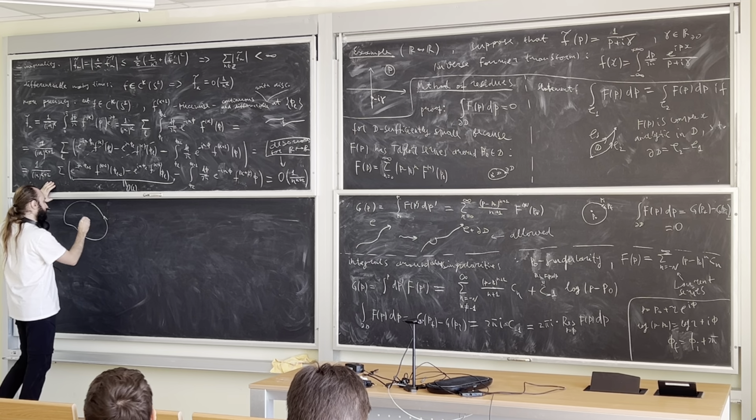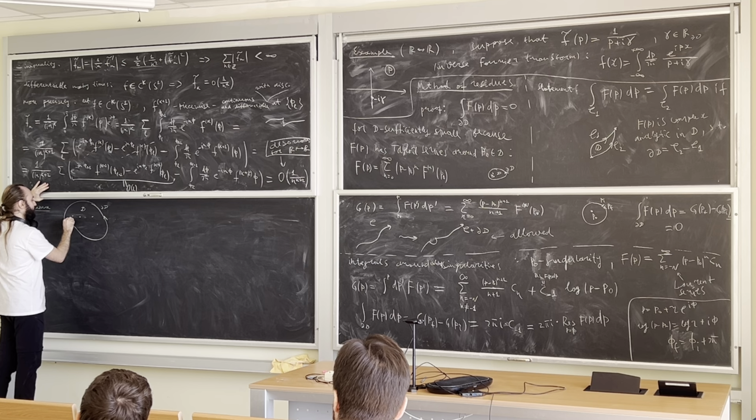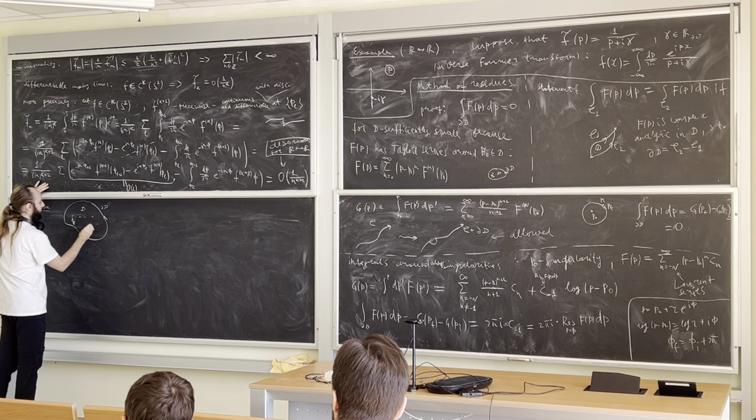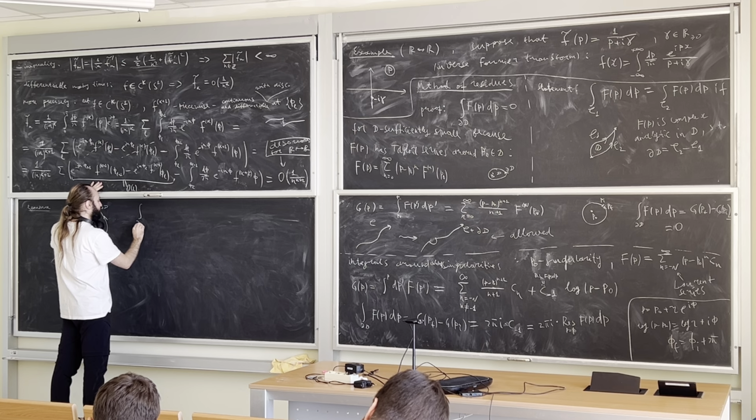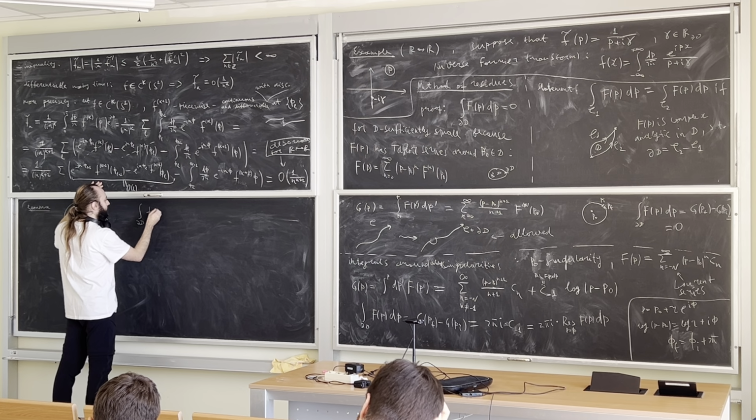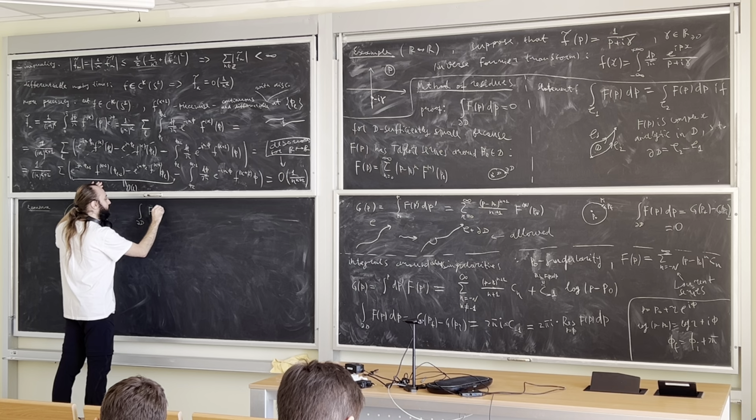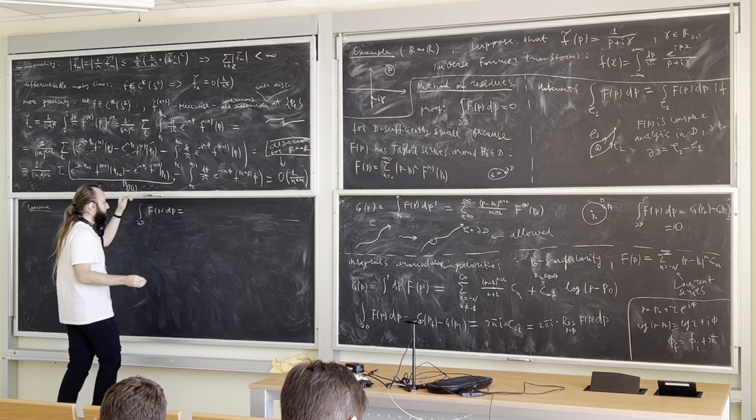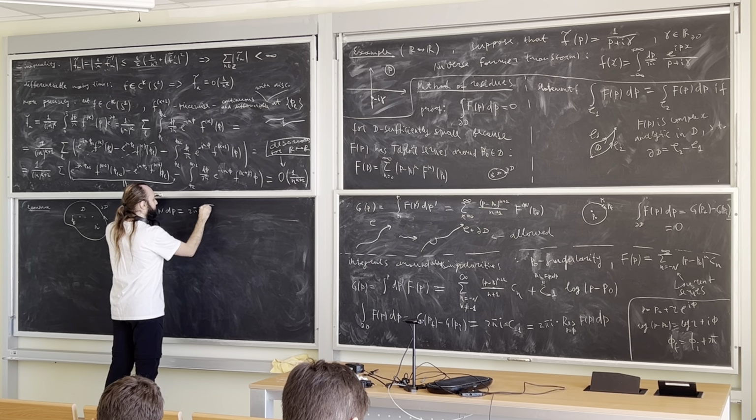So, if you have some domain D with boundary ∂D, and we compute the integral over the boundary of this domain, and there are some singularities p_i, the integral over the boundary of the function f(p) dp is equal to 2πi times the sum of residues at the points p_i.